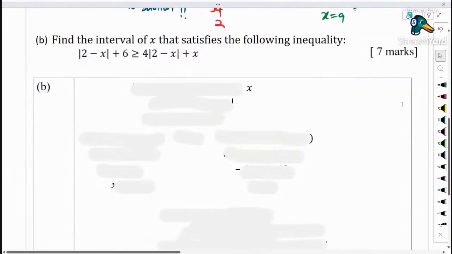Now, the next question we have is to find the interval of x that satisfies the following inequalities. Okay, so let's see how we solve this question. Although there are two modulus there, we don't do squaring both sides. If you observe carefully, when you square both sides in the case of two modulus, the criterion is that the question only has modulus terms. All the terms are within the modulus. There are no other terms.